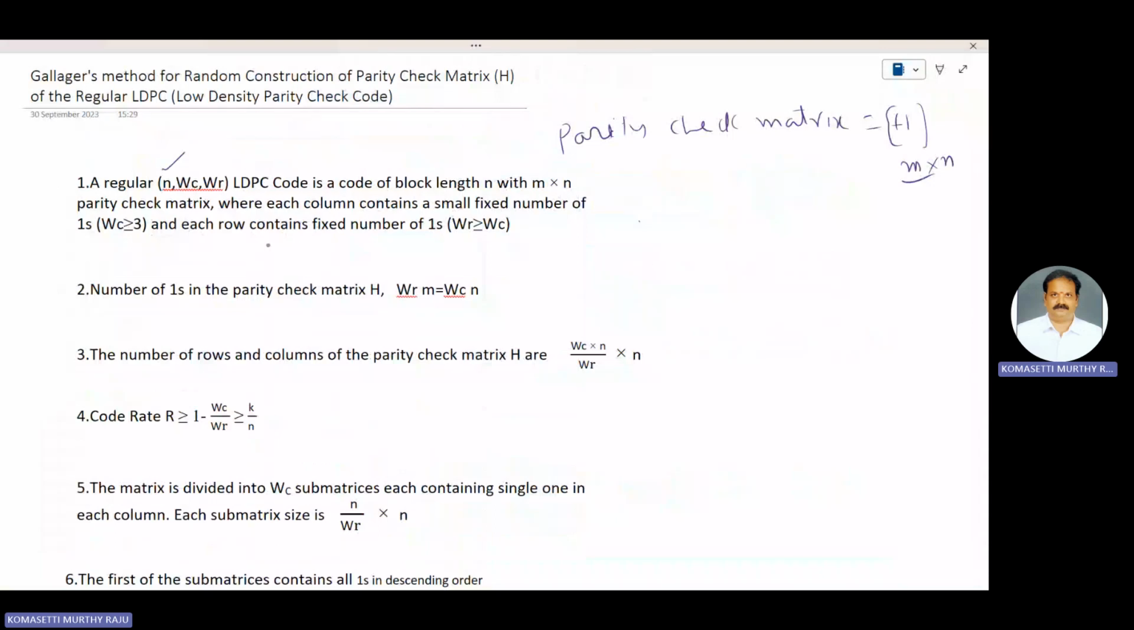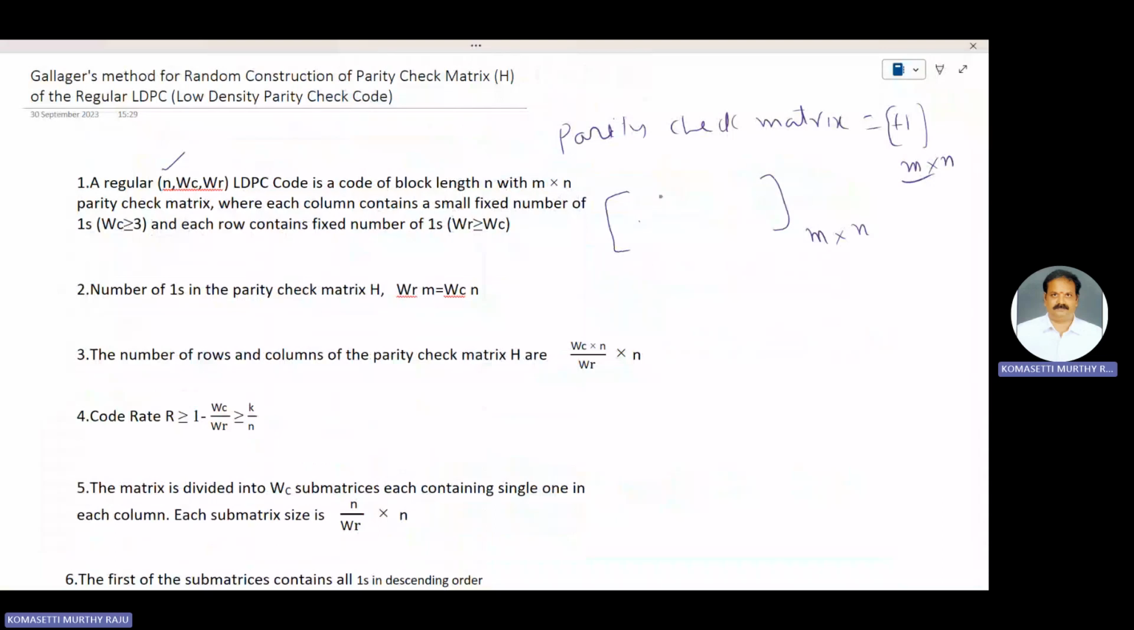And each row contains a fixed number of ones. That is, WR is greater than or equal to WC. WR is the weight of the row, the number of ones in the row. WC is the weight of the column, the number of ones in the column. This is the parity check matrix. The order of parity check matrix is M cross N.